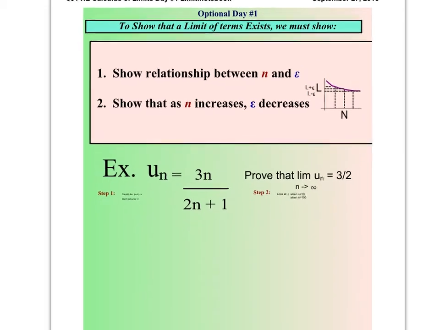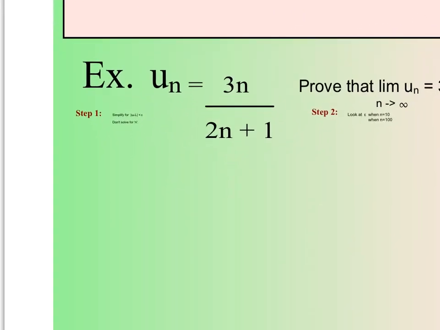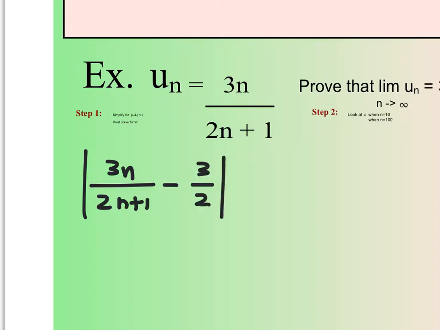All right, so what we want to do to show that a limit of terms exists, we show that there's a relationship between n and epsilon, and then we show that as n increases, epsilon decreases. So that's just going to squeeze that window around the limit L. So here's how you do that. First thing you do is you take your function, 3n over 2n plus 1, absolute value of that minus your limit. And we want to show that it's less than epsilon. Okay, and what we want to do is we just want to show a relationship.